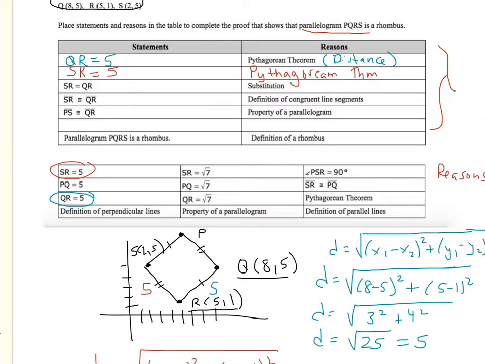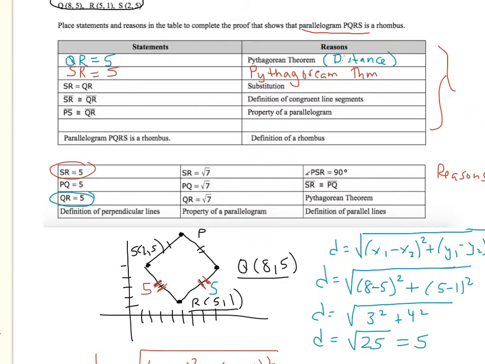Okay, so now what it says is SR is equal to QR, substitution, because they're both equal to 5. So we know these are now equal. So this one is equal to this one. We knew the opposites were the same, but now we know these two next to each other are the same. So SR is congruent to QR because they are both the same length, and that's the definition of being congruent.